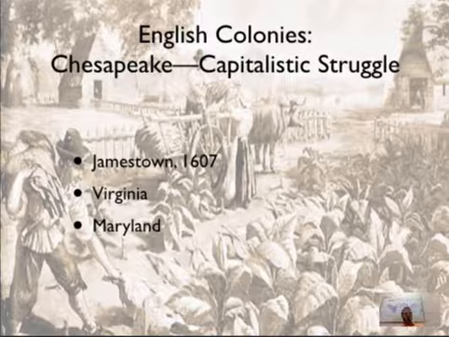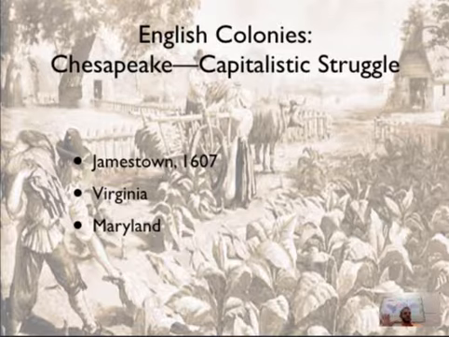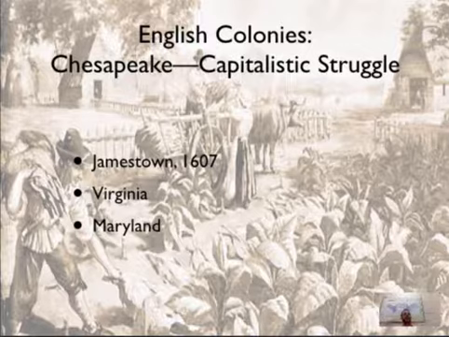The English colonies that we're going to talk about, the 13 colonies, can be grouped into 3 or 4 different categories. I like to use 4 categories or 4 regions. And the first one that we'll talk about is the Chesapeake region. And when I think about the Chesapeake region, I think about a capitalistic struggle, because Jamestown, settled in 1607, and the subsequent Virginia colony all around it, was founded by a private company to make a profit.